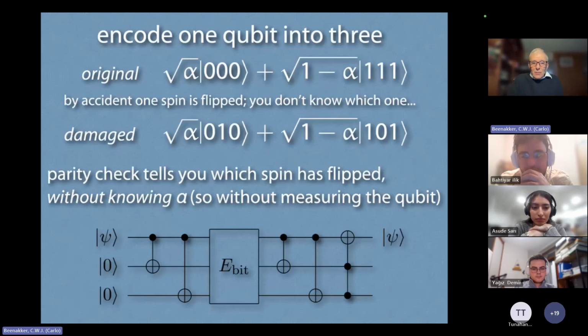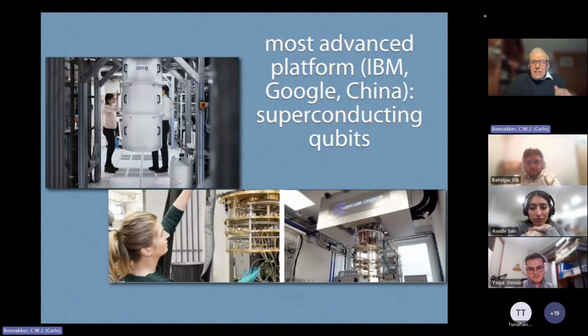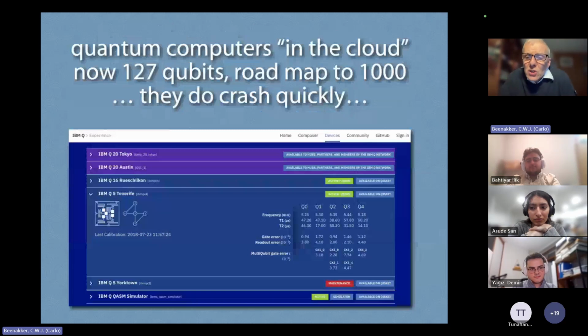Remember I had this slide here where I said encode in 3. This protects from 1 error. Imagine encoding it in 1,000. So saying 0 is actually 0, 0, 0, 0, 0, 0, 0, 0, 0 up to 1,000. Then I can correct so many errors. So this is the overhead. This is the overhead which quantum computers have these days. The overhead is that there could be many physical qubits, but the number of logical qubits, the number of protected qubits which do not crash, is very small.